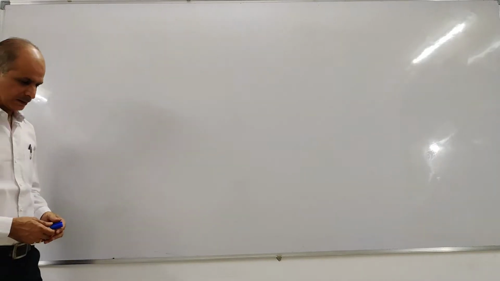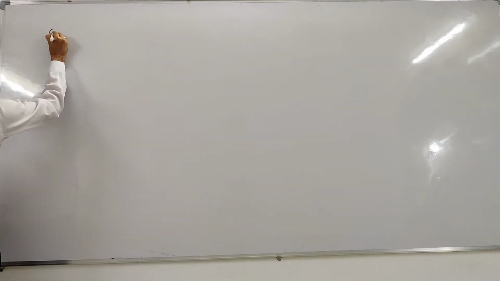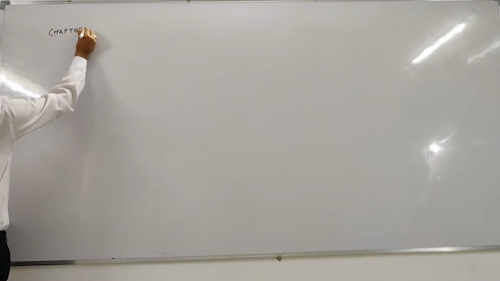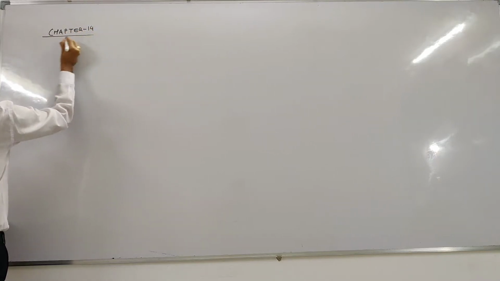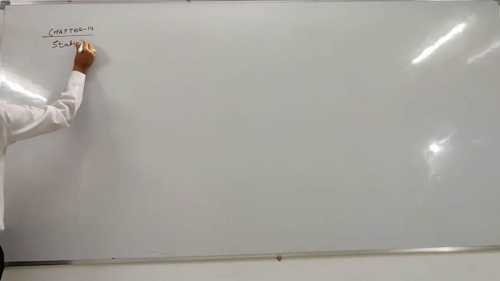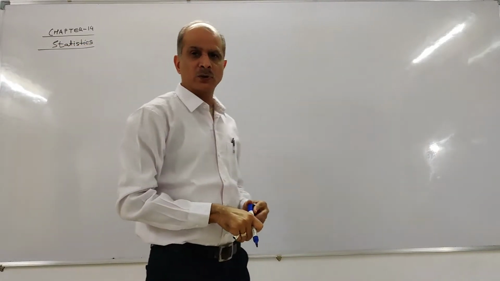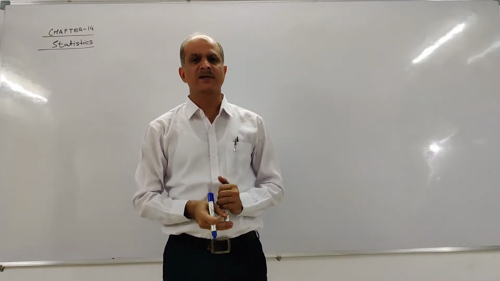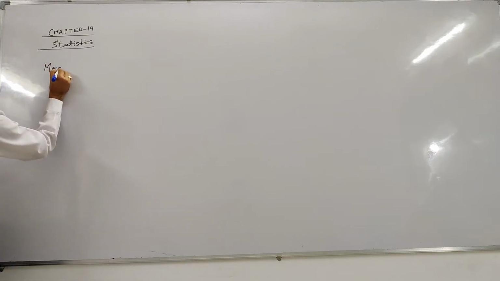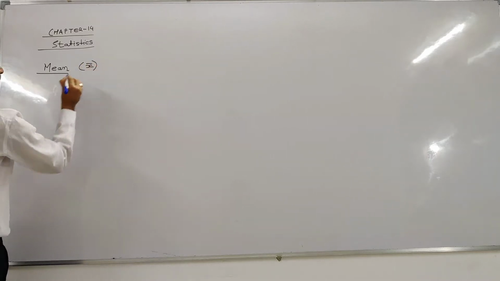Hello friends, welcome back to chapter number 14, Statistics. As you know, there are three main concepts in this chapter. The first concept is the mean of grouped data. This mean is denoted by x bar.